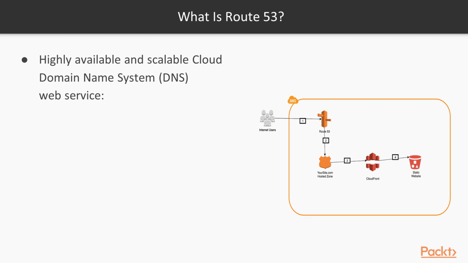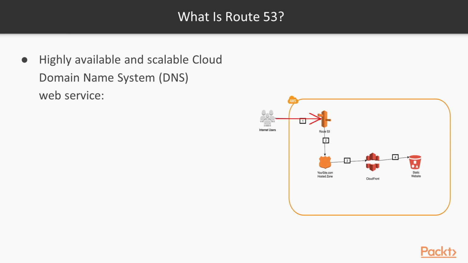Now let's talk about Route 53. So what is Route 53? Route 53 is a highly available and scalable cloud domain name system, or DNS, and it's built around a web service. I have a simple example here of how you might use Route 53. It's basically a static website on an S3 bucket with CloudFront in front of it, and your Route 53 hosted zone is defined for your domain. In this example, I'm calling your domain yoursite.com.